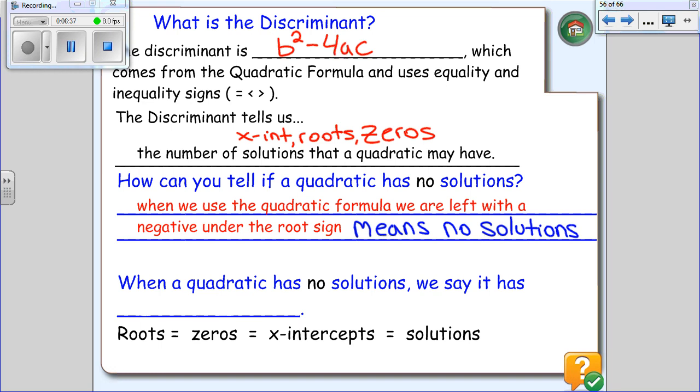So a negative discriminant means there's no solution to that problem. There's no x-intercepts. There's no real roots. There's no zeros. Those terms all mean the same thing.